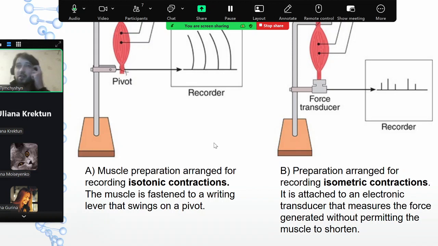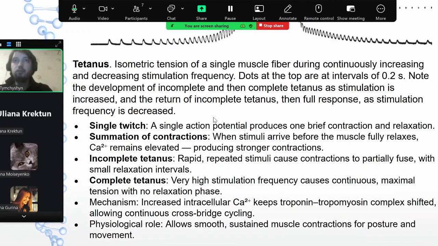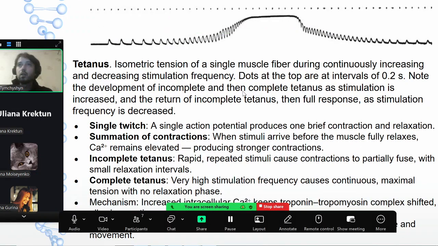I guess we will meet words like isotonic and isometric, so I suggest it's good to write them down explicitly.